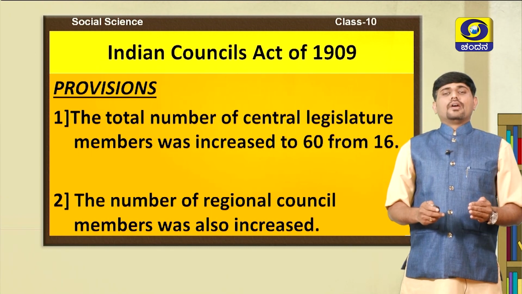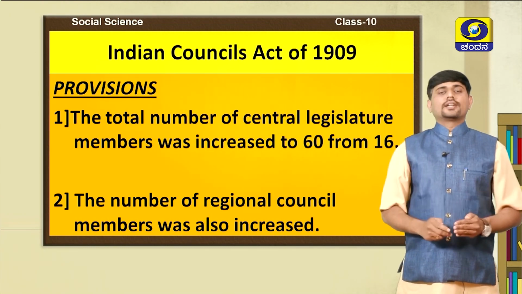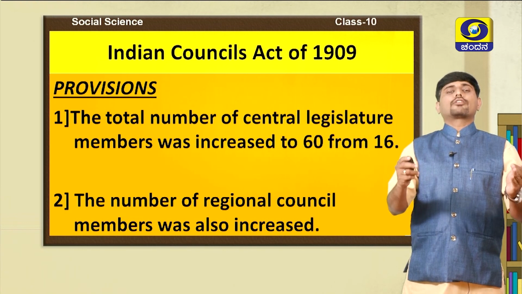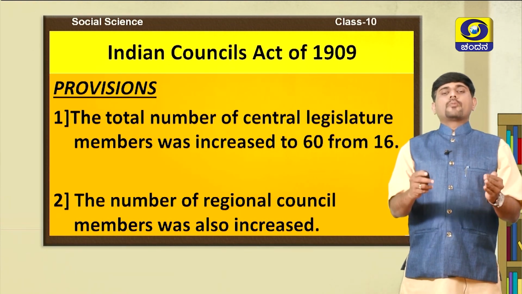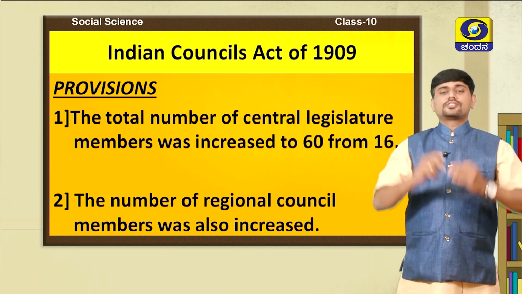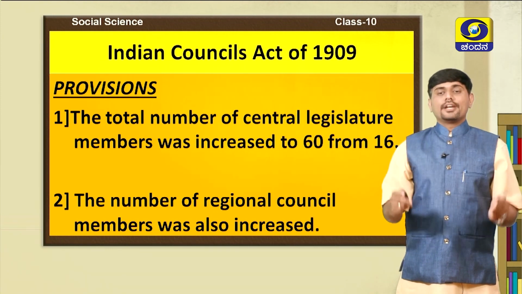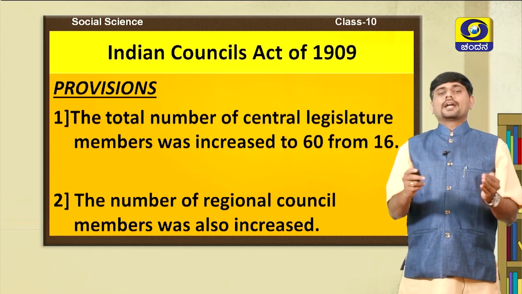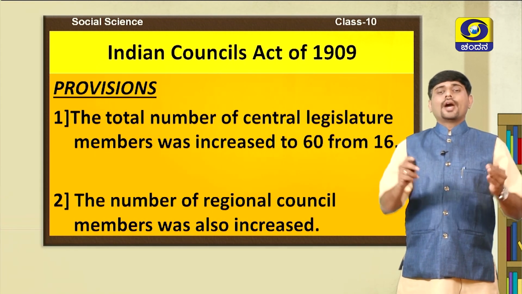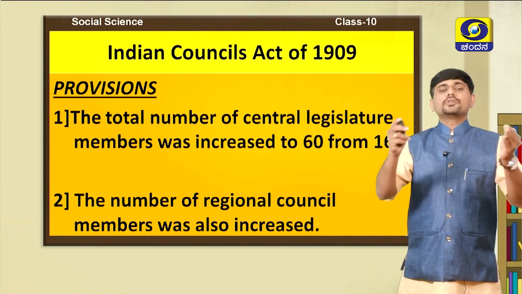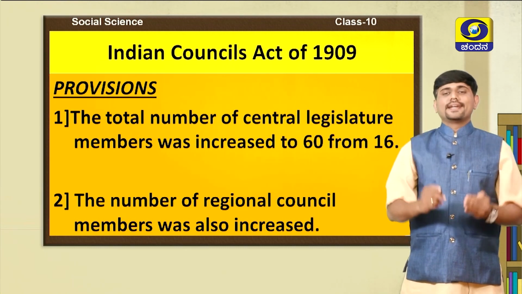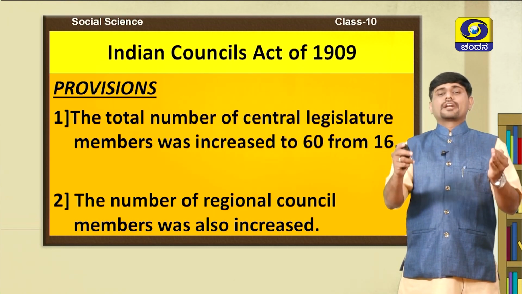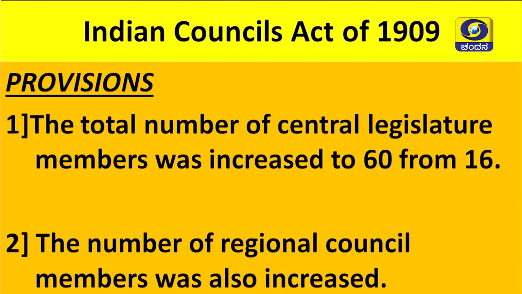After this, we have one more important act, children. That is called the Indian Councils Act of 1909. The act was very popularly called the Minto-Morley Reforms. Lord Minto, then Viceroy of India, and Morley, Secretary of State for India, joined together and brought new constitutional reforms to India in the year 1909. That is called the Government of India Act 1909, or sometimes we call it the Indian Councils Act of 1909, or else the Minto-Morley Reforms of 1909.